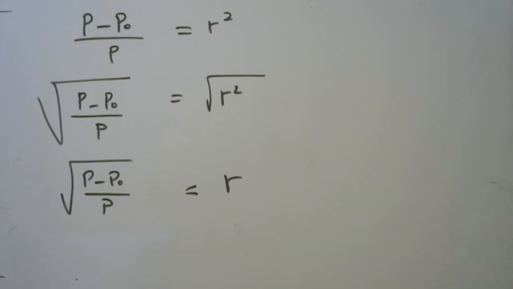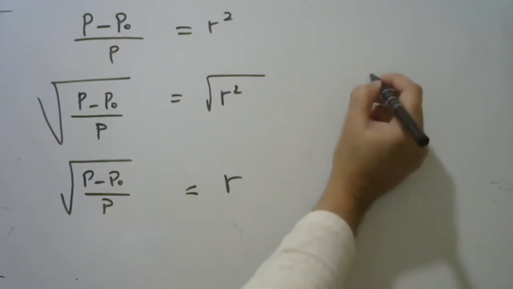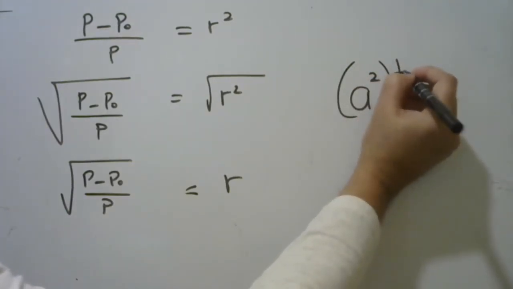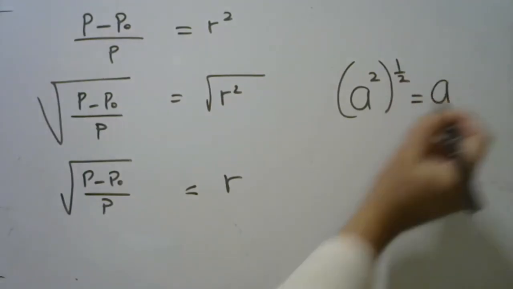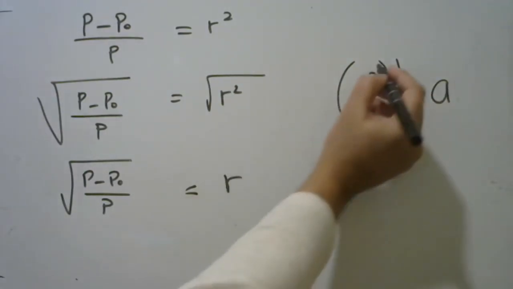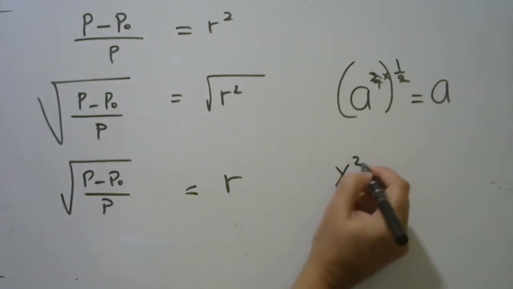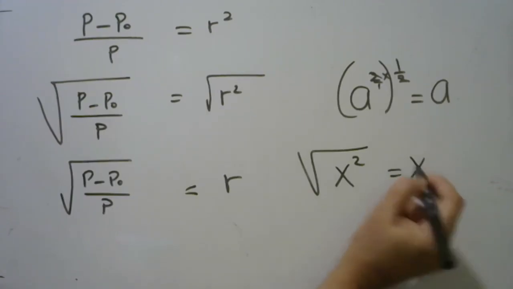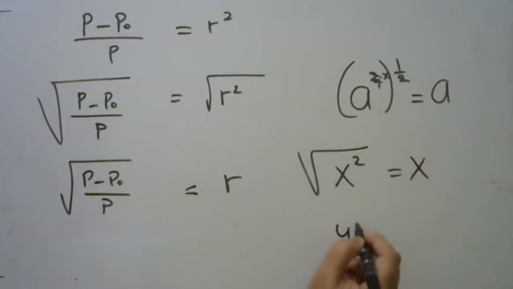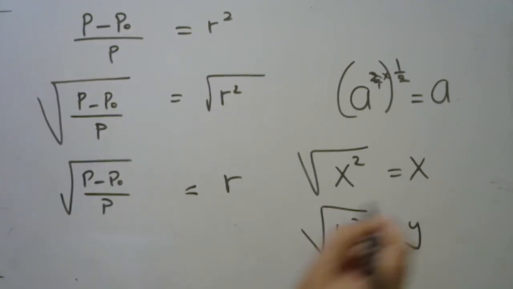Alright? Because of this R squared, remember this rule? A to the power of two to the half is the same as A. Because you're going to multiply here, this and this is going to cancel. So if you have x squared square root, it is equal to x. Y squared square root is equal to y. It's based on this principle here. Okay, so we will stop here.